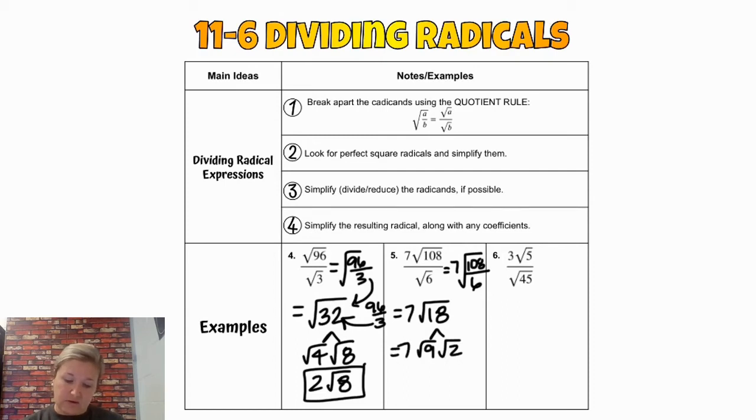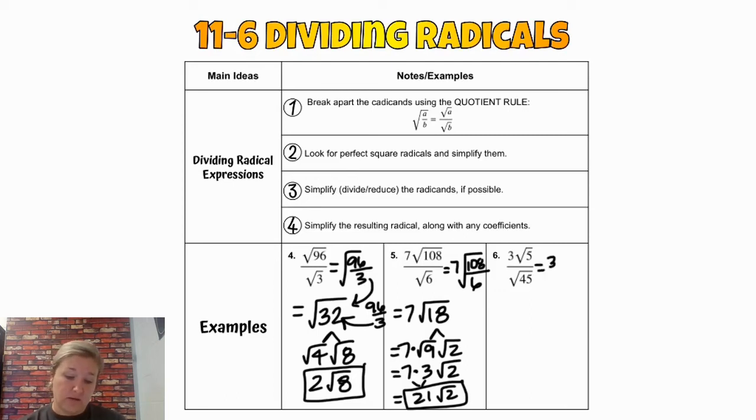We still have 7 out here in front. So the square root of 9 is 3, so I have 7 times 3 times the square root of 2. These two multiply together to give me 21 square root of 2. So there's our solution there. So again, I think it's easier to go ahead and divide there. Okay, so same thing here.